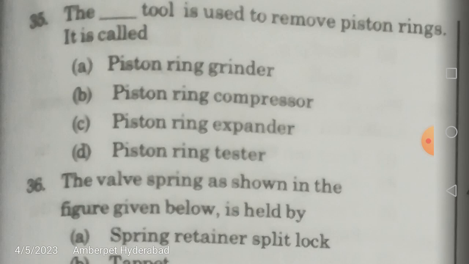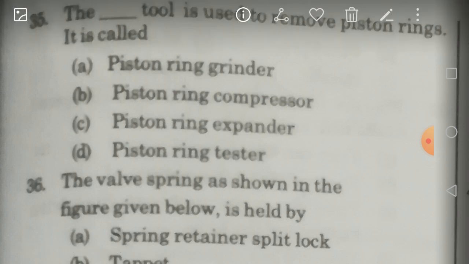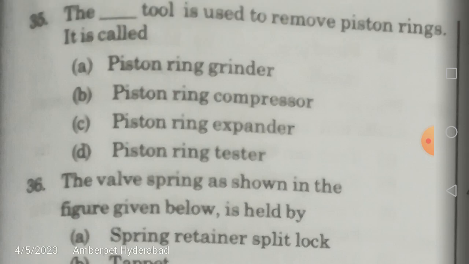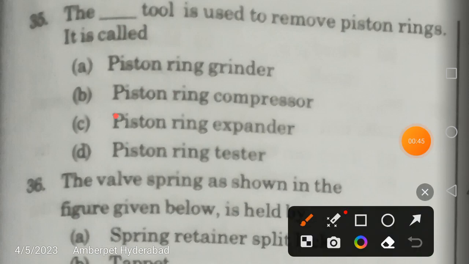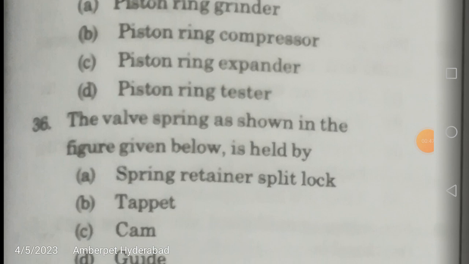First one, the dash tool is used to remove piston rings. The piston ring is going to seal the clearance space between the cylinder walls and the piston, so that there is no leakage across this particular space. So which tool is used to remove the piston rings? Is it a piston ring grinder, compressor, expander, or tester? It is the piston ring expander which is used for doing this activity.